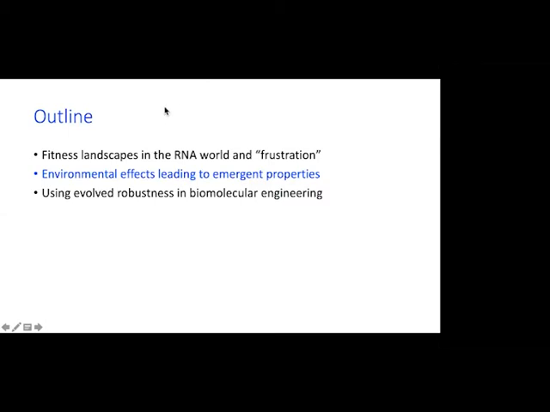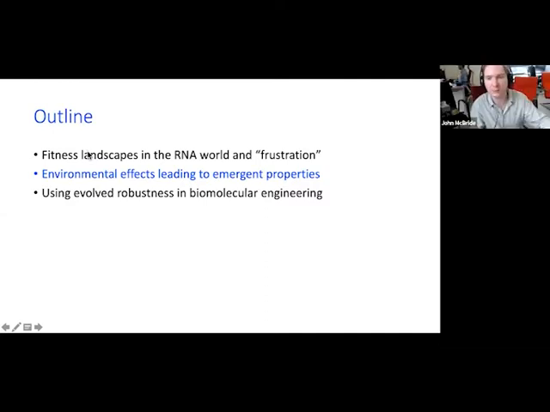I had a quick point. I was wondering what would happen to the fitness landscape if you had added, for example, some sort of RNA chaperone into the mix?